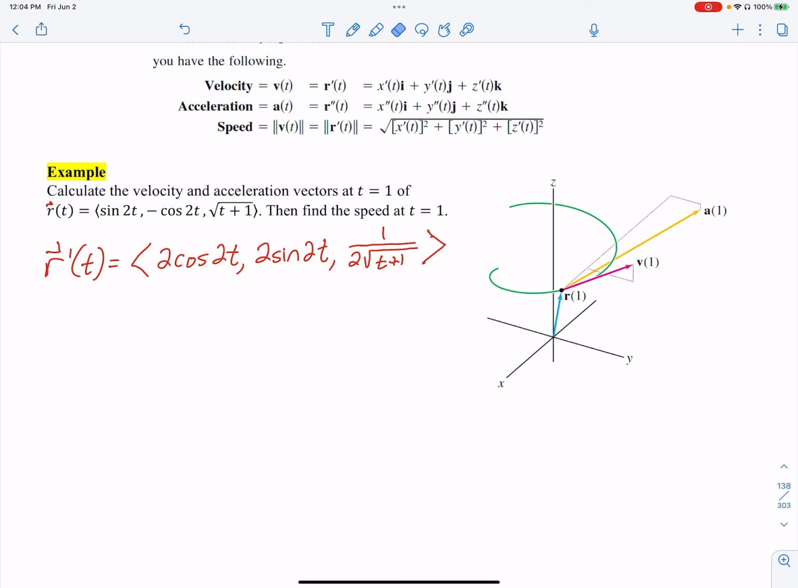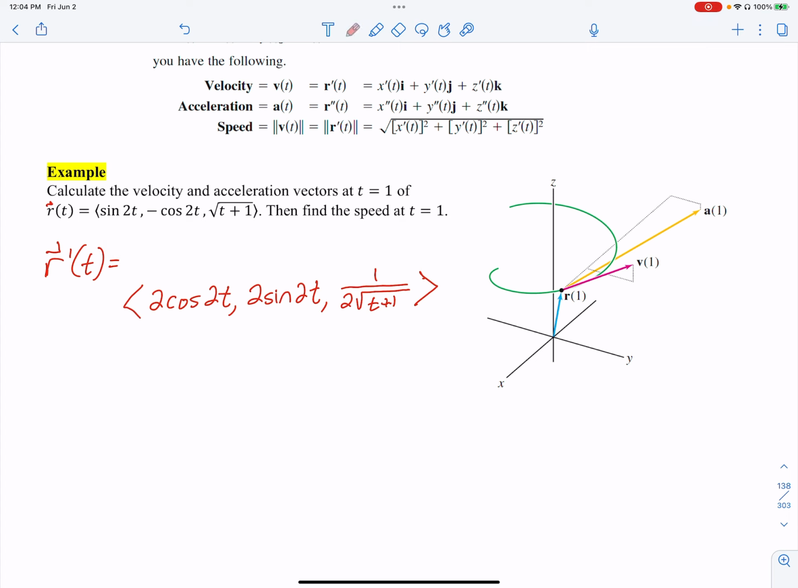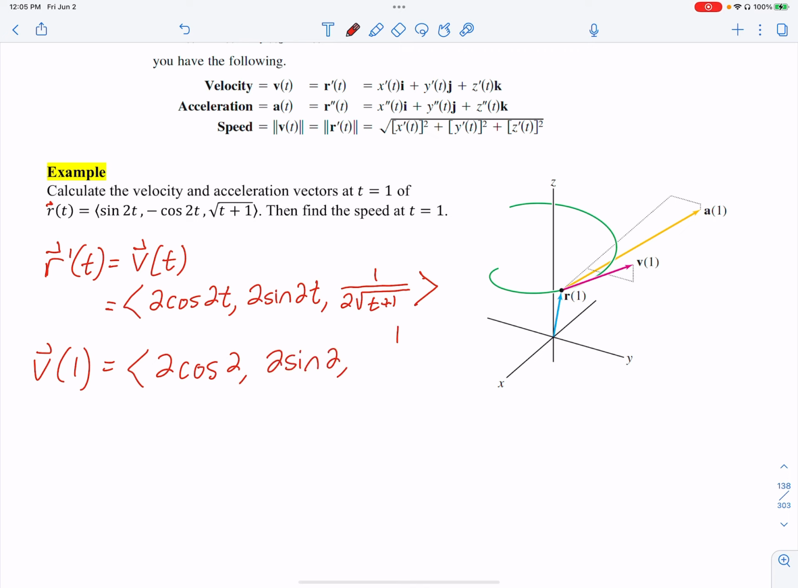This is my velocity. So r prime, or v, let's use v for velocity. And they want to know time is 1. So we get 2 cosine 2, I'm not even going to evaluate that because it's not pretty, negative 2 sine 2, and then 1 over 2 square root of 2. That is my velocity at t equals 1.